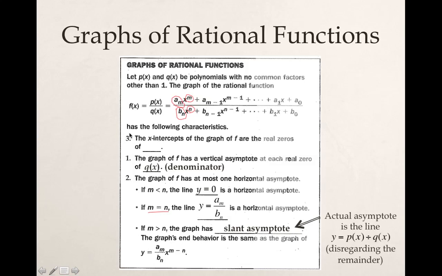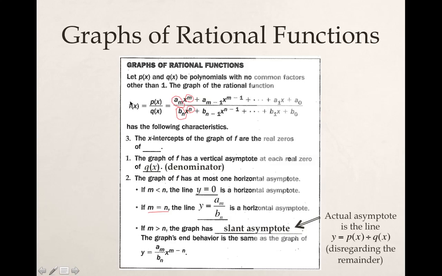Step number 3 now is back up here at the top. For step number 3, we're going to find our x-intercepts. To do that, we need our answer, the y, the f of x, remember they're interchangeable, we need that to end up being 0.